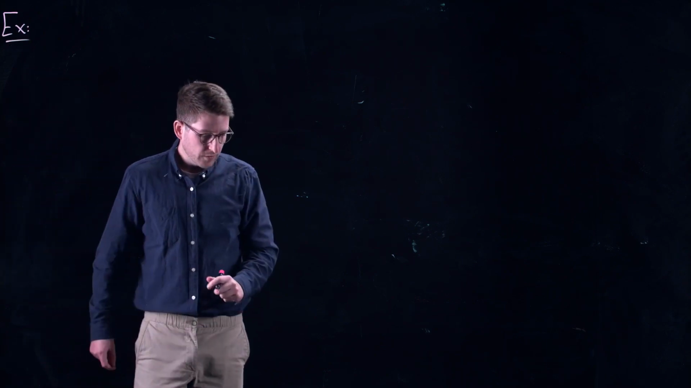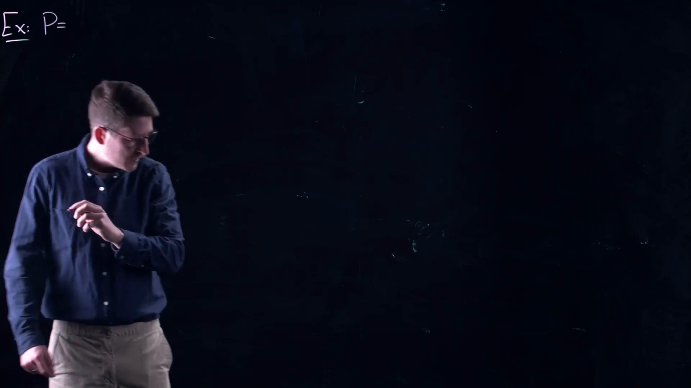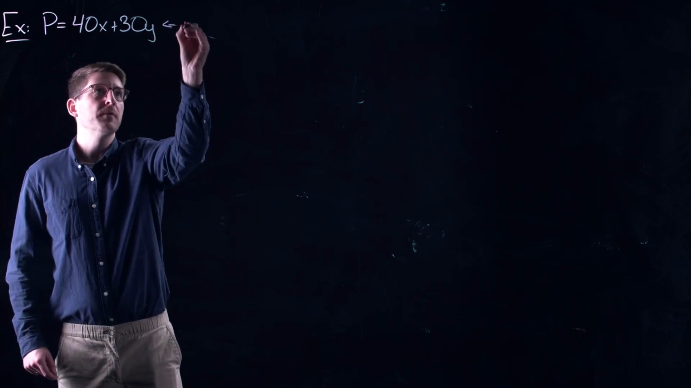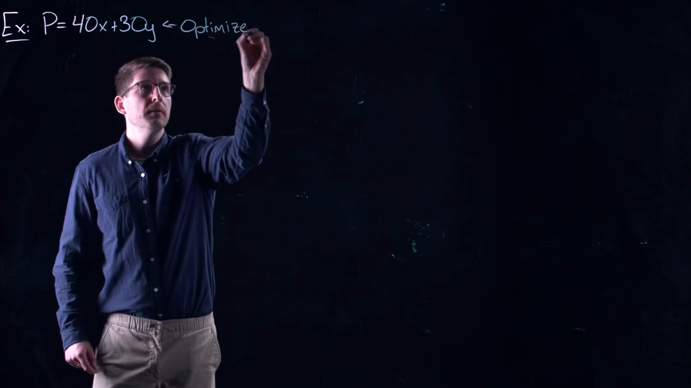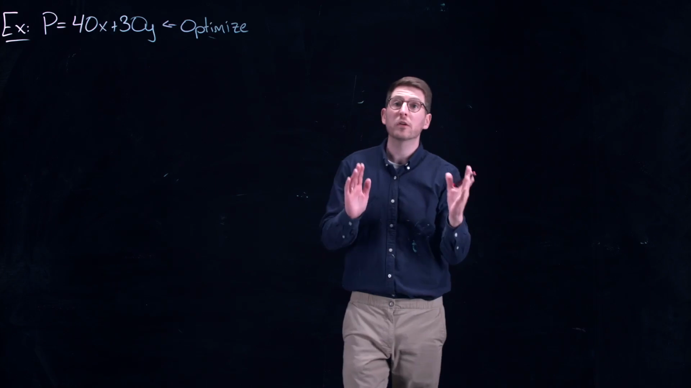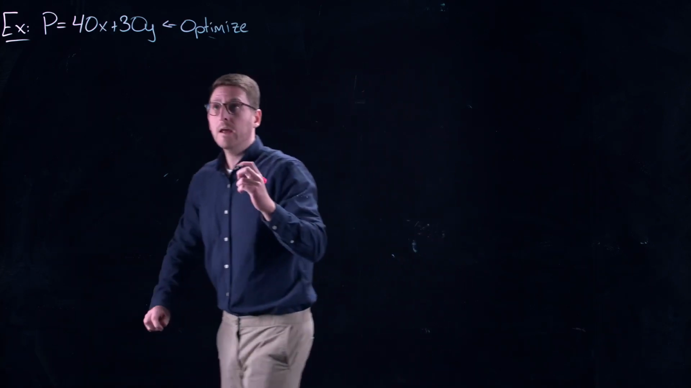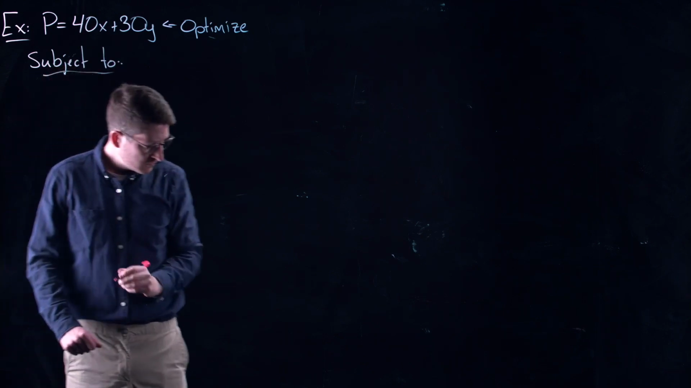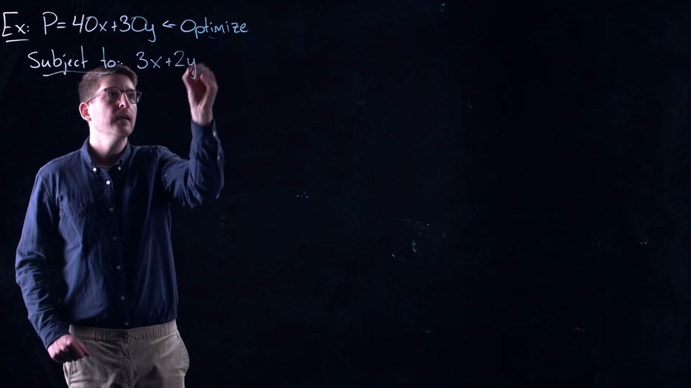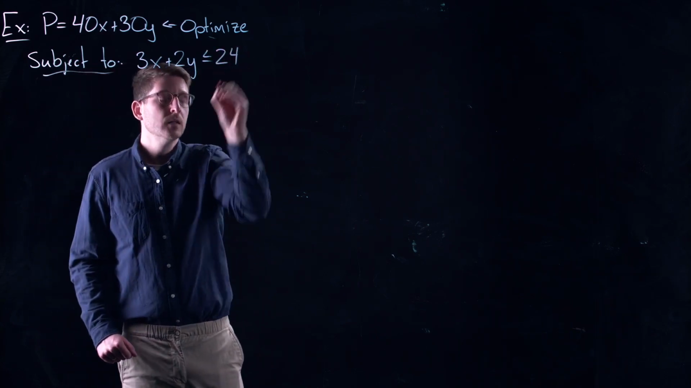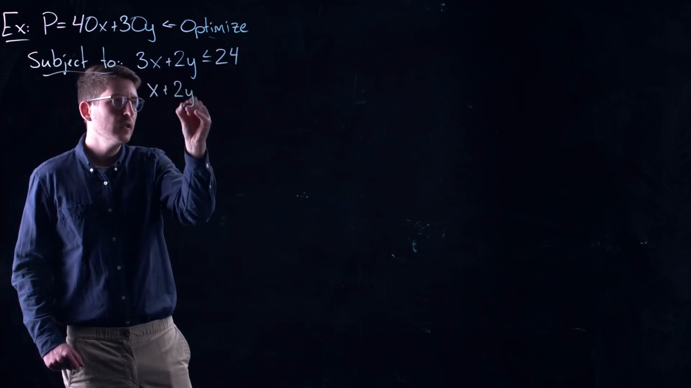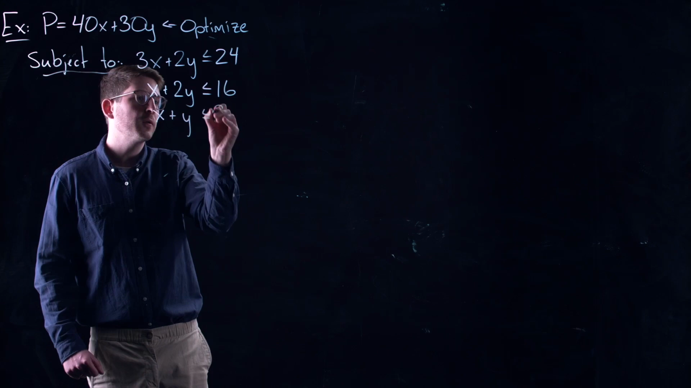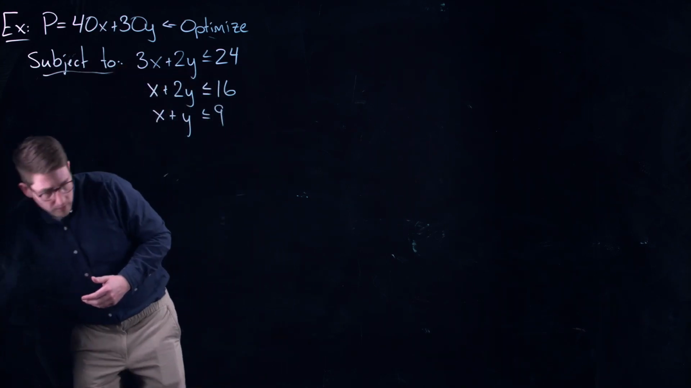Let me ask you the following, okay? If I'm gonna give you, say, a function, I'll call it p, and it's going to be 40x plus 30y. And I would like to optimize this. All right, so maybe maximize, maybe minimize, optimize in some way. We can do sort of both of them at the same time here. So I'll show you how this works. And I want it to be subject to, well, I'm going to give it three constraints. So 3x plus 2y is less than or equal to 24. Then x plus 2y is less than or equal to 16, and x plus y is less than or equal to 9. Okay, so I have three constraints. I have one function I would like to optimize.